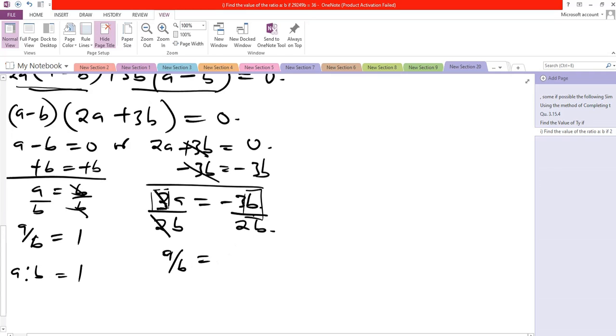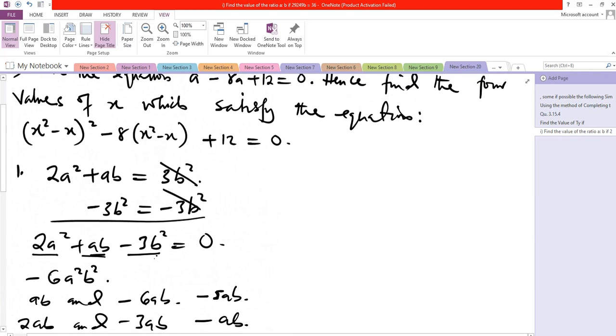Now here, if you divide minus 3b by 2b, this one will cancel out this. You are left with minus 3 over 2. So the ratio of a to b, a is to b, is minus 3 over 2. So that solves equation 1.